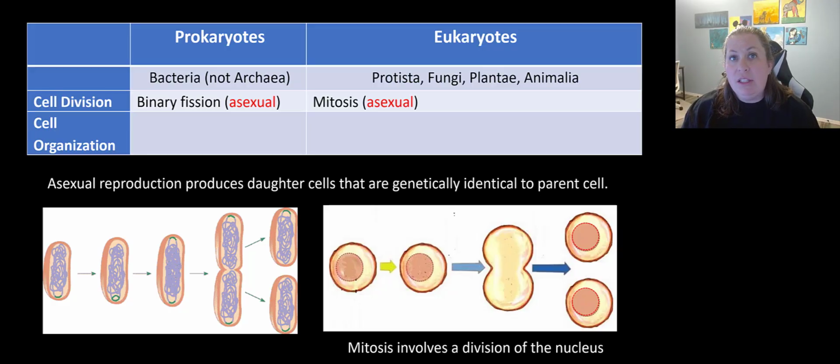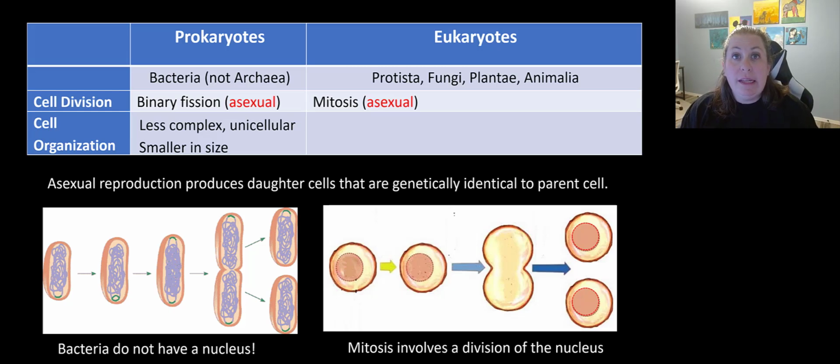Now, one thing to note about both of these types of cell division is they are considered asexual. The cell can divide on its own, doesn't need a partner to do this. So if we look at the idea that these are asexually reproducing, they are going to be genetically identical to the parent cell. All right. And so that is part of what makes that difference. Again, we can't say that bacteria is going to be doing mitosis because bacteria does not have a nucleus.